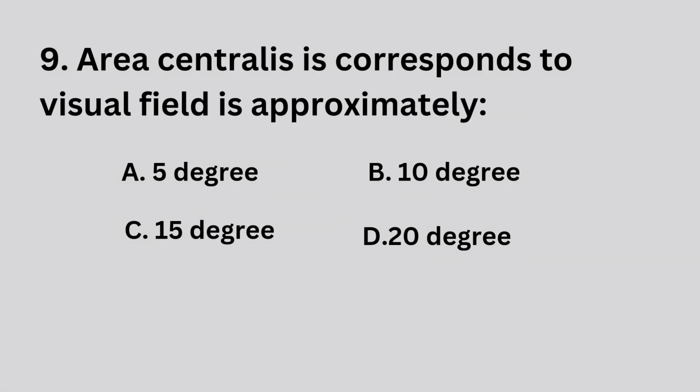Next question. Area centralis corresponds to visual field approximately option A 5 degree, option B 10 degree, option C 15 degree, and option D 20 degree. And the correct answer is option C 15 degree.